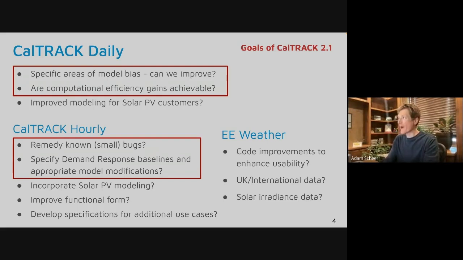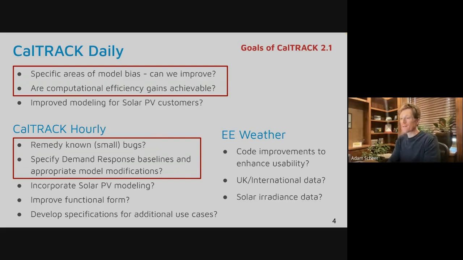But the CalTrack Hourly model itself is set up in such a way that it could be very extensible and amenable to moving to the demand response use case. And Recurve's done some work with KISO on that front, but there's also just more that needs to be contemplated here. But we can also potentially have some easy wins on this front and give people access to a model that does have some specifications built around the demand response use case specifically.